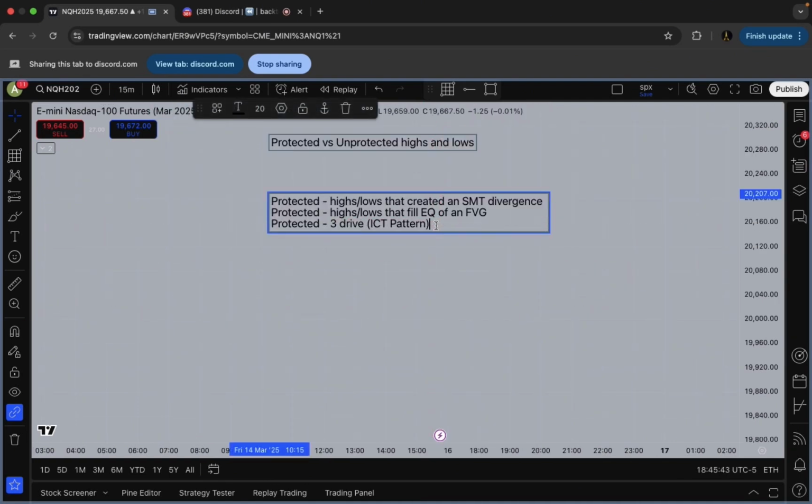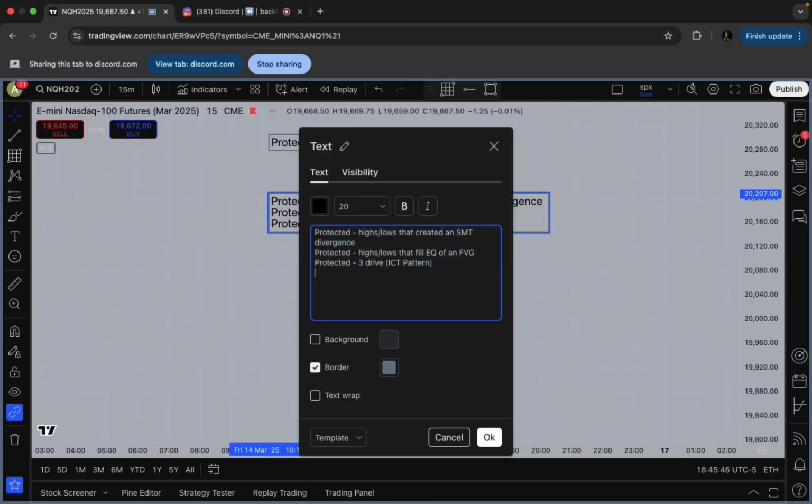Okay, now let's move on to some examples of unprotected highs and lows. So honestly, most highs and lows that you see are going to be unprotected. It just really, no matter what time frame you're on, the 15, the 5, the 1 minute, the markets are fractal, so you don't really have to think that deep into it. This all applies to every time frame. It really just depends on your trading style, your strategy.